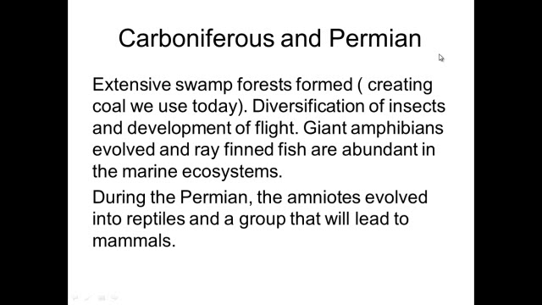But some of the animals that evolved at this time, we have the amphibians forming and ray fin fish forming. During the Permian, we finally developed amniotes, which are things that have an amniote egg, which are the primitive reptiles. Okay?